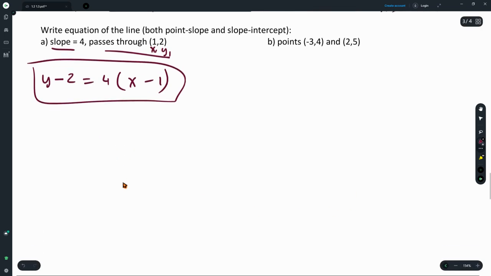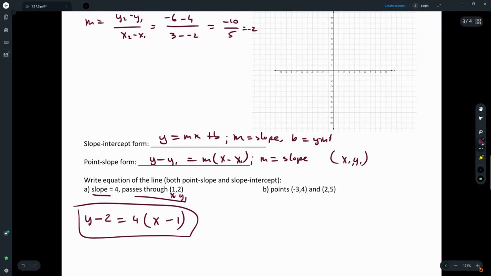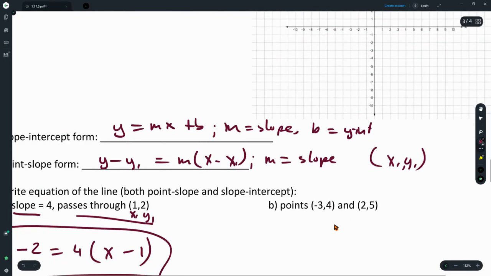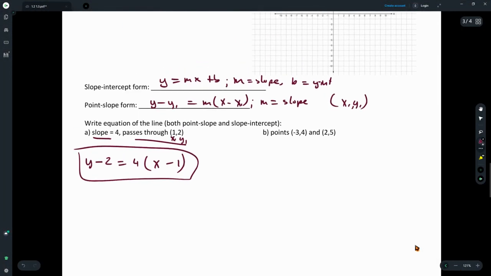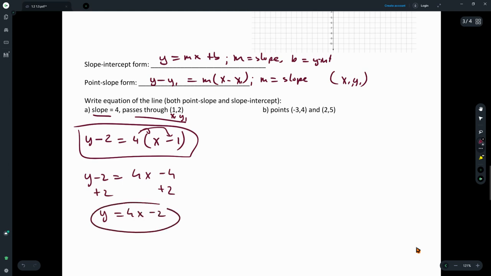And if you want to convert this into slope intercept form, it's really easy. You just multiply it out. So you have y minus 2. I multiply the 4 in, so I have 4x minus 4, and I add 2 to both sides. So I have y is equal to 4x minus 2. There it is. That's slope intercept. This is point slope, and this is slope intercept.